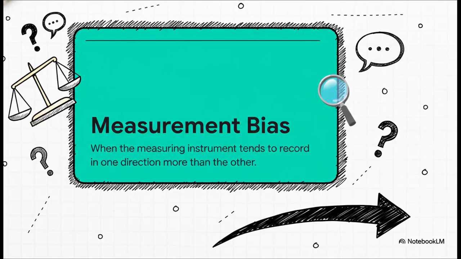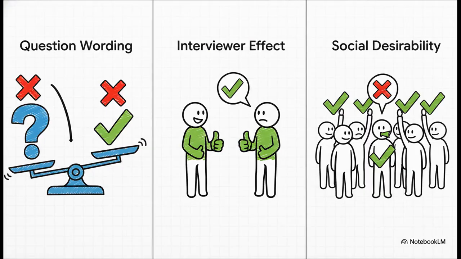But wait, there's another hidden trap. This one's called measurement bias. Now, this isn't about who you ask, it's about how you ask. It's when the questions themselves or the way they're asked actually push people toward a certain answer. This can be caused by something as simple as a leading question. Like, "Don't you agree that this new policy is a fantastic idea?" That wording is obviously pushing you. It can also be the interviewer's own influence, or even just a person's desire to give an answer that they think makes them sound good instead of what they actually believe.